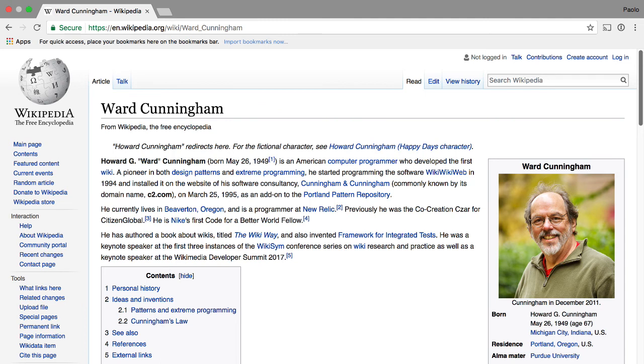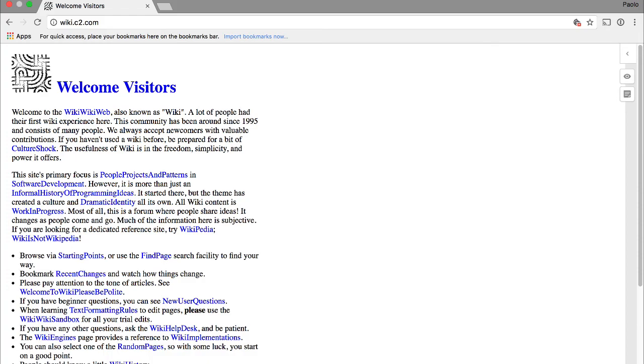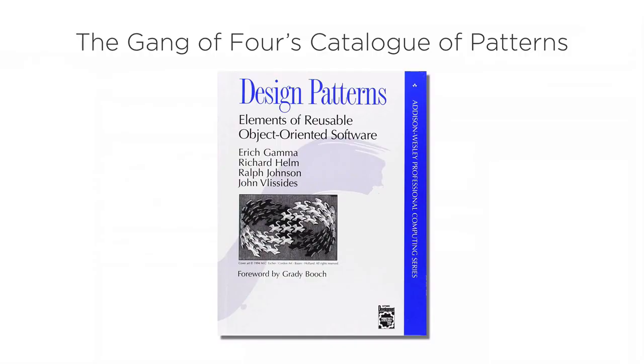Ward even created a site to discuss patterns. It was this weird website where anybody could edit any page, which was an idea that couldn't possibly work. Yeah, and that's how Ward Cunningham invented the wiki, but that's another story. Next thing to happen in patterns, this book. It was written by four developers who became collectively known as the Gang of Four. And it was kinda like the equivalent to Alexander's catalog of patterns, only for software.